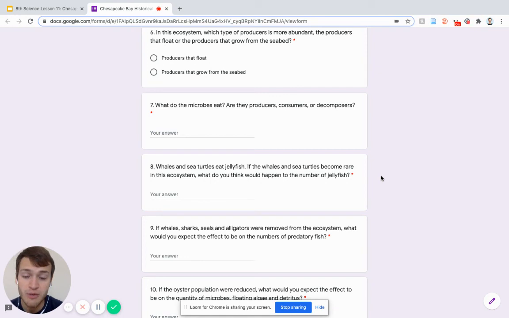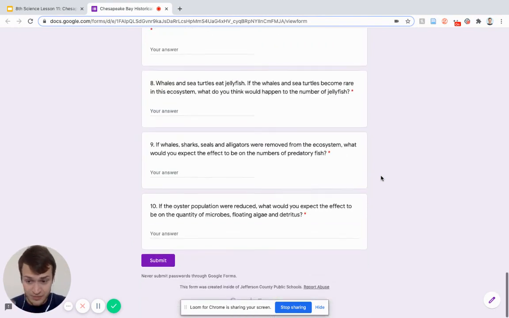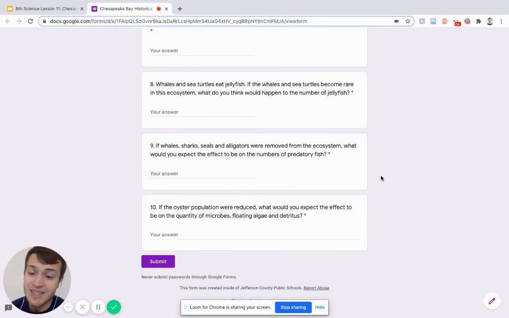Number 9, if whales, sharks, seals, and alligators were removed from the ecosystem, what would you expect the effect to be on the numbers of predatory fish? And number 10, lastly, if the oyster population were reduced, what would you expect the effect to be on the quantity, the number, of microbes, floating algae, and detritus?